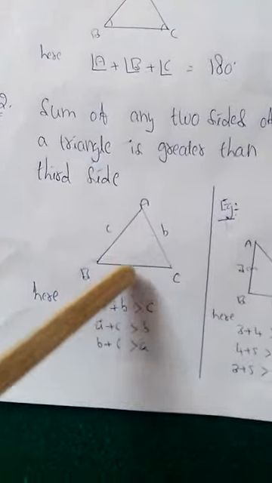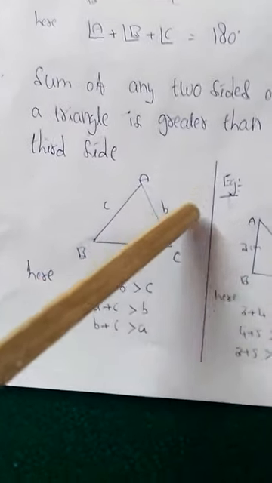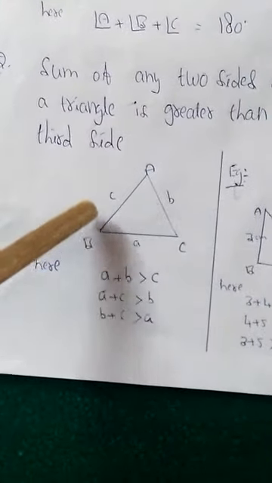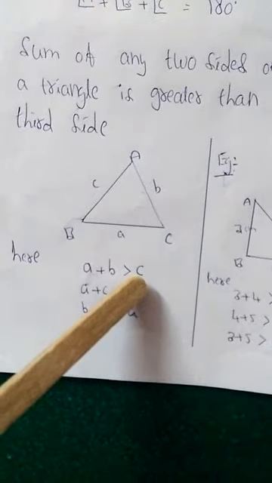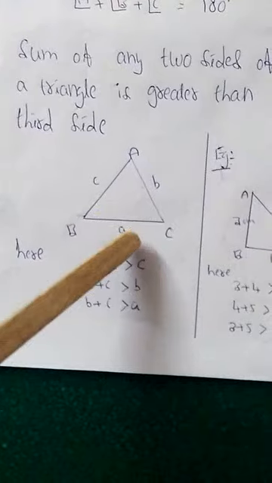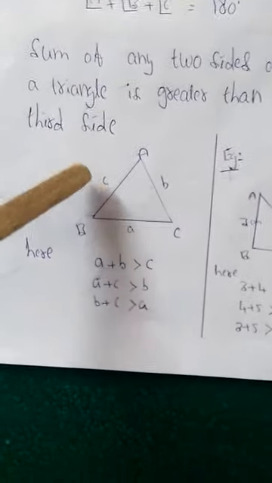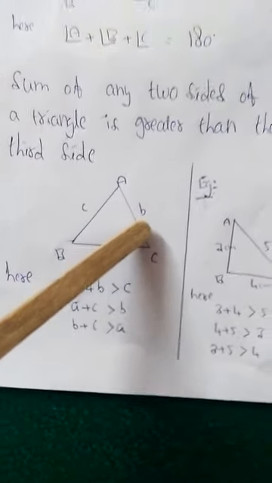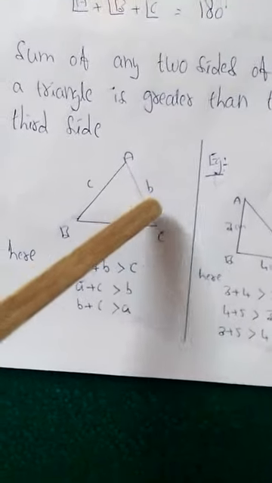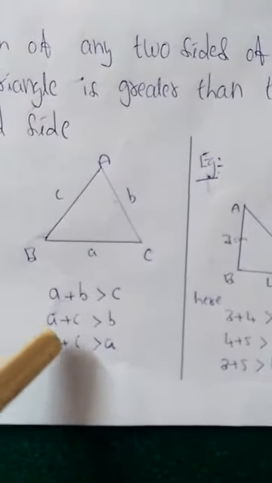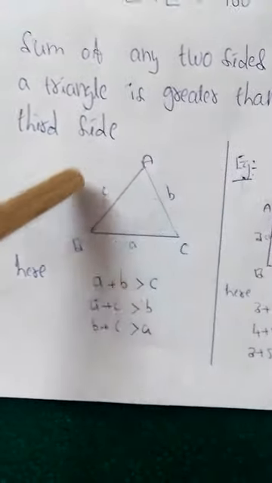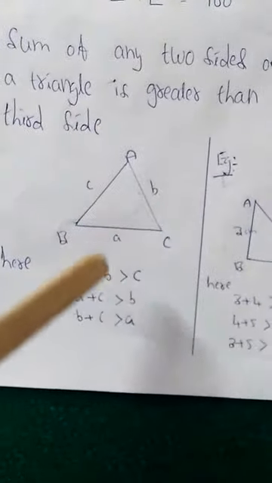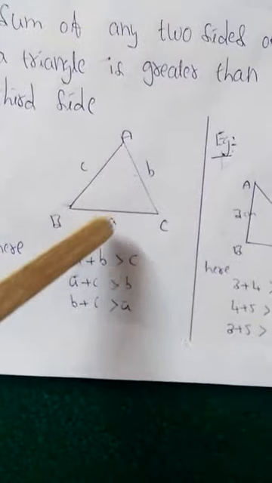That is a plus b. The sum of these two sides is greater than the third side. That means a plus b is greater than c. And the next, a plus c. The sum of these two sides will be greater than the third side b. That means a plus c is greater than b. And the next one, b plus c. b plus c is also greater than the third side a.